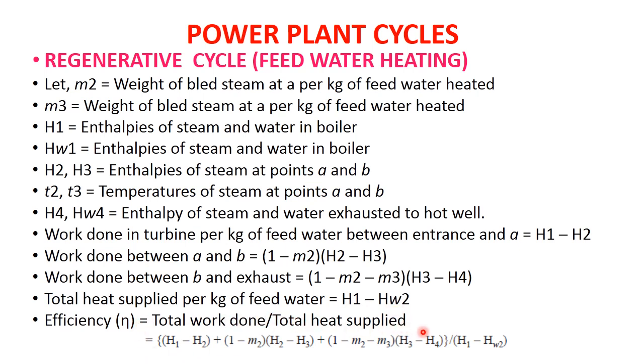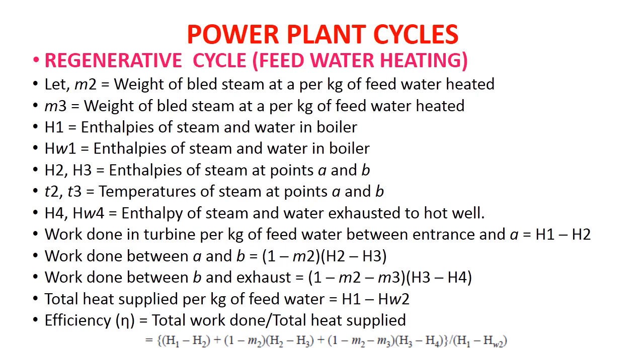So the total heat supplied will be H1 minus HW2, and therefore efficiency will be total work done divided by total heat supplied. So (H1 minus H2) plus (1 minus M2)(H2 minus H3), that is the work done between A and B, plus (1 minus M2 minus M3)(H3 minus H4), that is the work done between B and exhaust. This is the total work done, divided by H1 minus HW2, that is the total heat supplied for the feed water.